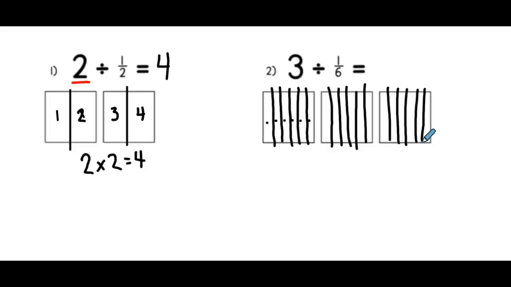How many pieces do I end up with? I end up with 18 pieces. Once again, that looks a lot like taking 3 times 6 in order to get 18 pieces. So 3 things divided into sixths is 18 sixths, or 18 pieces. Okay, we'll keep going. Maybe we'll see a pattern emerging at some point.